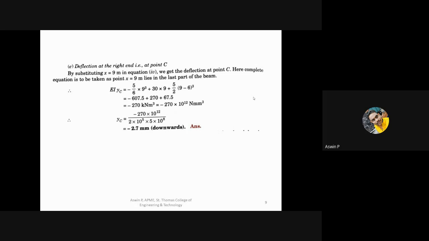After substituting the value of x as 9, we can solve the equation, and you will get EIYC equal to minus 5 by 6 into 9 cube plus 30 into 9 plus 5 by 9 into 9 minus 6 cube. Here the value of x is 9, which is beyond the point B. That is, it is acting between B and C. So we need to take the complete equation of deflection, and substituting the value, we will get YC as minus 2.7 mm downward.